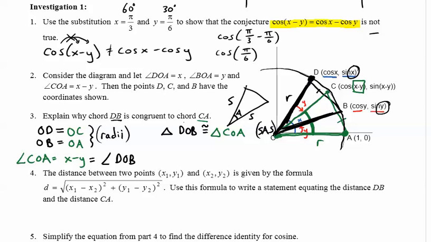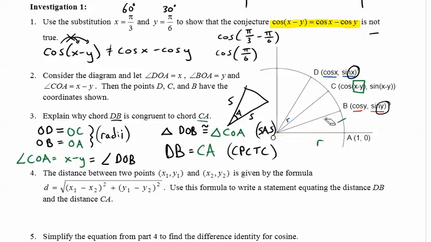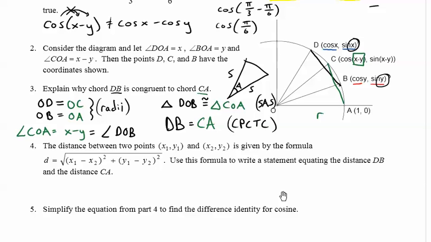So that must mean that DB is congruent to CA, because congruent parts of congruent triangles are congruent. Okay, so now we know that the length from DB is the same as the length from CA. Now we're going to use a distance formula to write that explicitly.